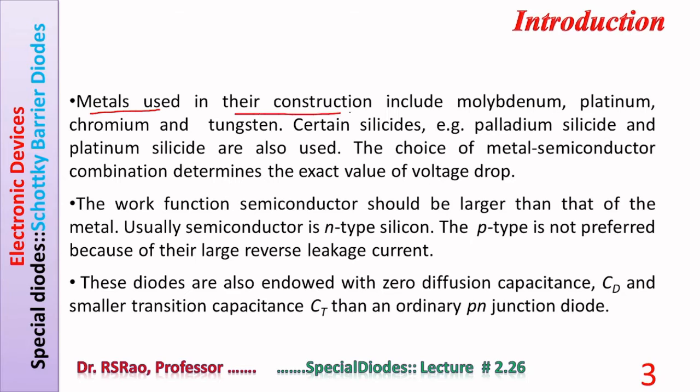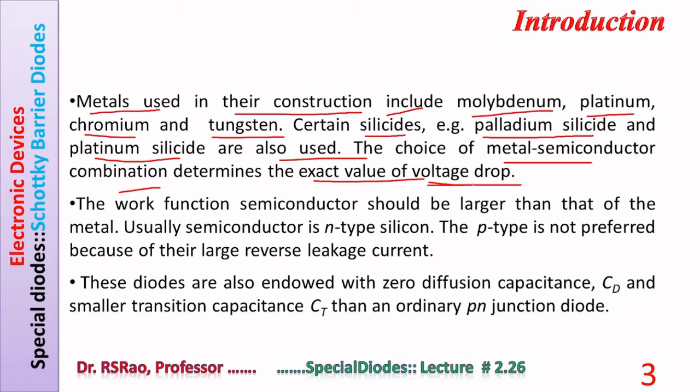Metals used in their fabrication include molybdenum, platinum, chromium, and tungsten. Apart from these metals, certain silicides like palladium silicide and platinum silicide are also used. The choice of metal semiconductor combination determines the exact value of voltage drop. The work function of the semiconductor should be larger than that of the metal.